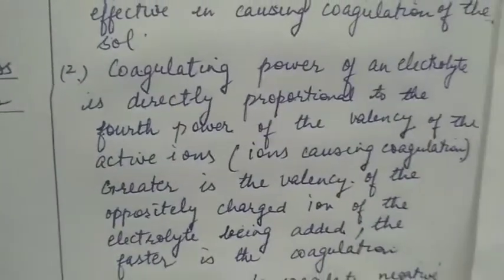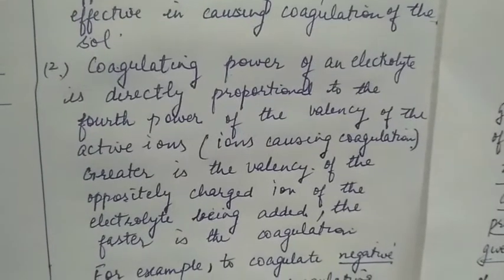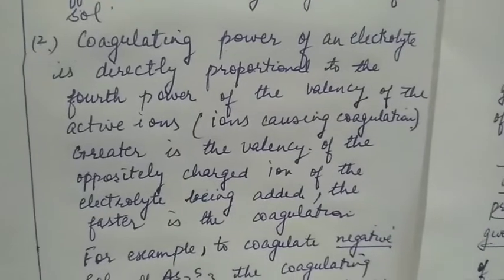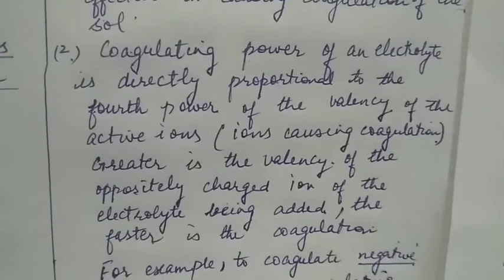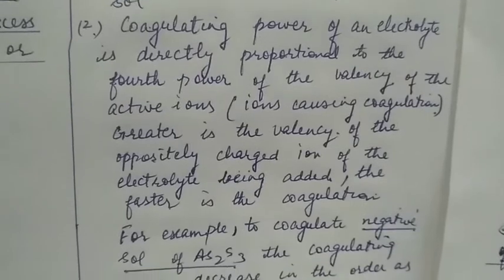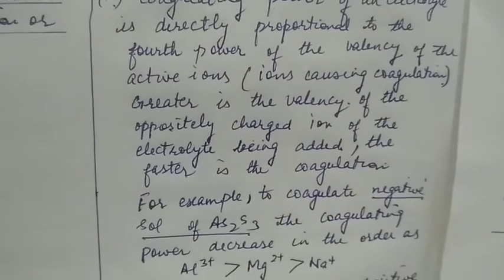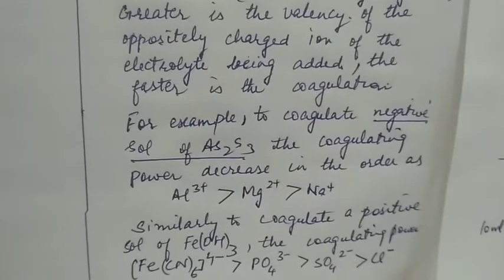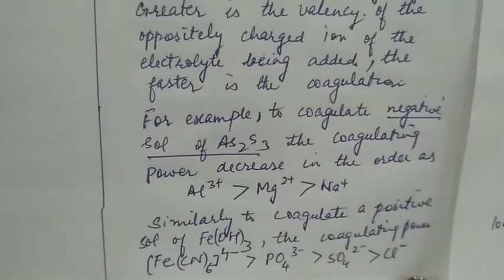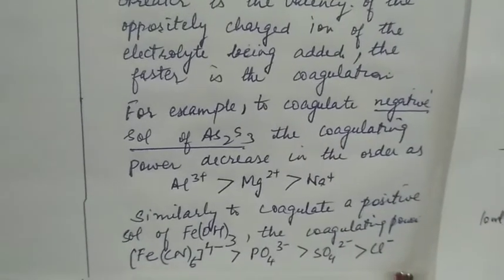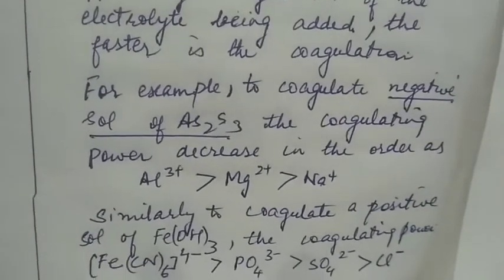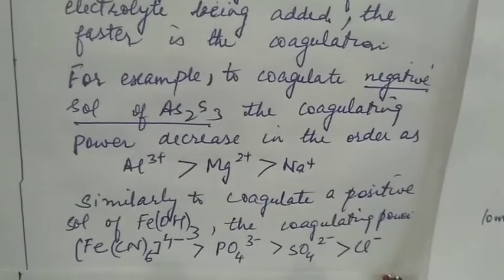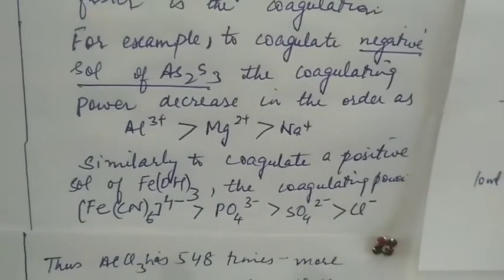And the coagulating power of an electrolyte is directly proportional to the fourth power of the valency of the active ions, that is, the ions causing coagulation. The greater the valency of the oppositely charged ion of the electrolyte being added, the faster is the coagulation. For example, to coagulate a negative sol of arsenous sulfide, coagulating power will decrease in the order: positively charged ions having greater valency will coagulate more. So aluminium ions will have more coagulating power than magnesium, than sodium.